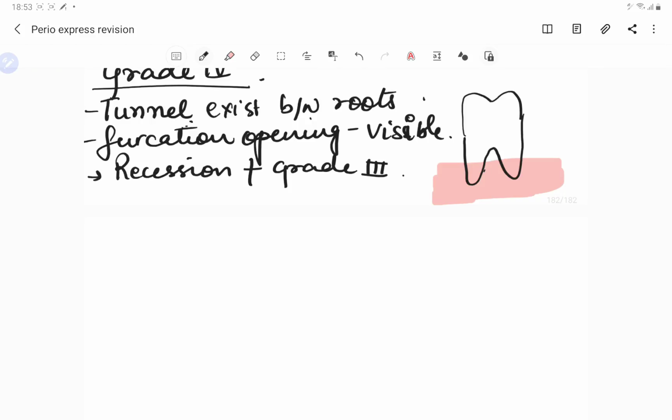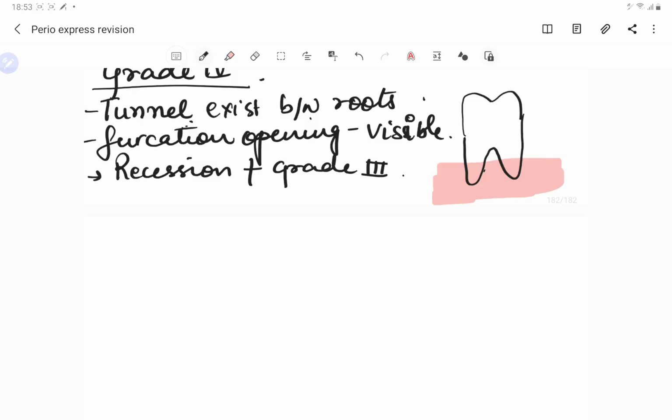How do we diagnose it? So we take the Nabers probe, we have already talked about. We check the pocket, we check the attachment loss, and then we take the radiograph also. So guys, you are also going to take IOPA as well as the bite wing, and sometimes you do the transgingival probing, which is also known as the bone sounding.